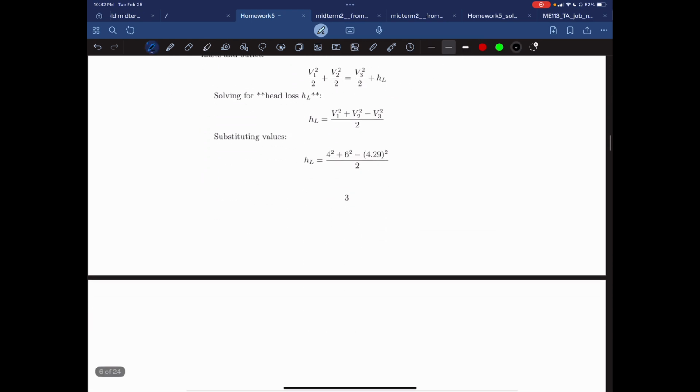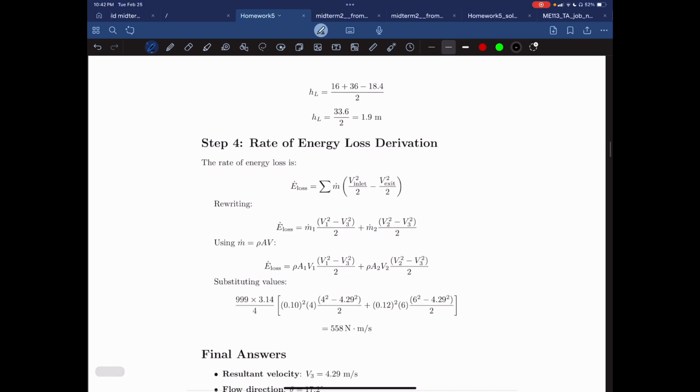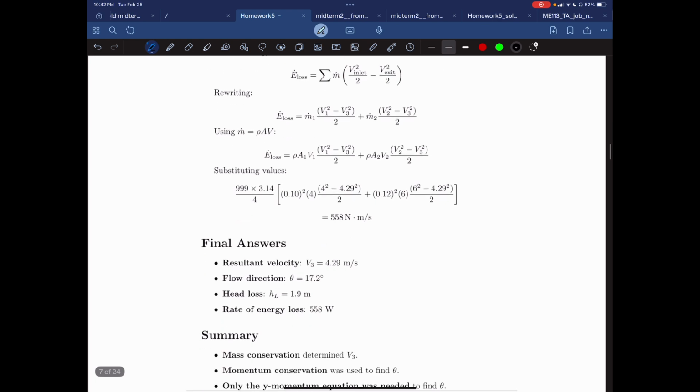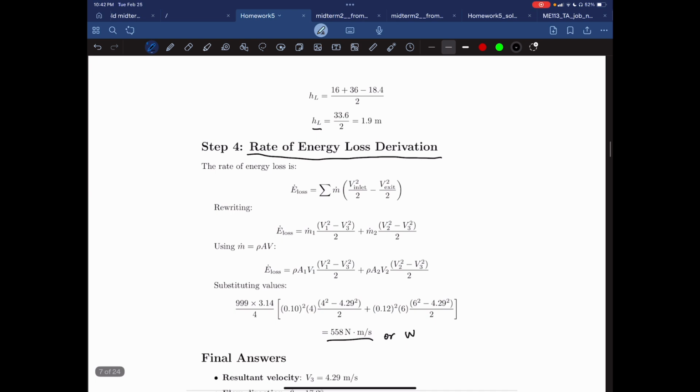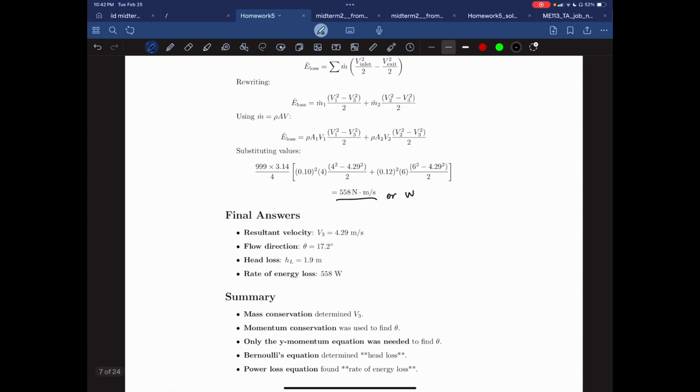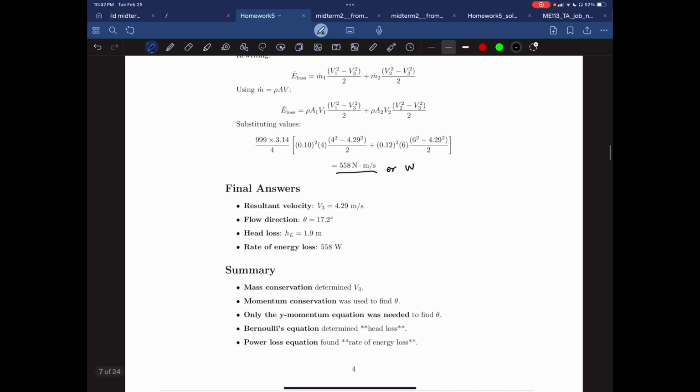Now we find the rate of energy loss, but first we need to find the head loss. Okay, and then we find it right here, in watts. Okay, so I just broke it down into more steps and listed out the final values all together. So this is good practice for homework problem 1.